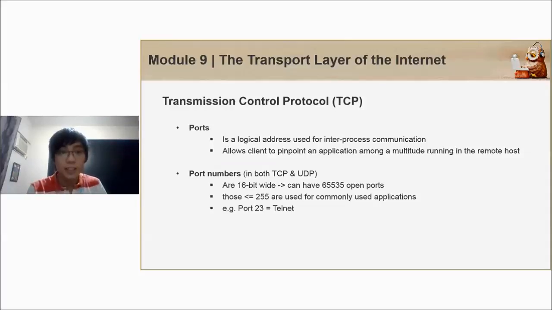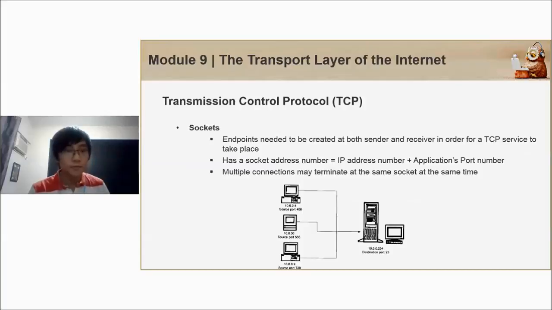For the components, we have ports. A port is a logical address used for interprocess communication. This allows the client to pinpoint among the numerous applications running in the remote host. The port numbers, which are present in both TCP and UDP, are 16 bits wide, meaning they have roughly 65,000 open ports. The ports below 255 are reserved for commonly used applications. For example, port 23 is for Telnet.